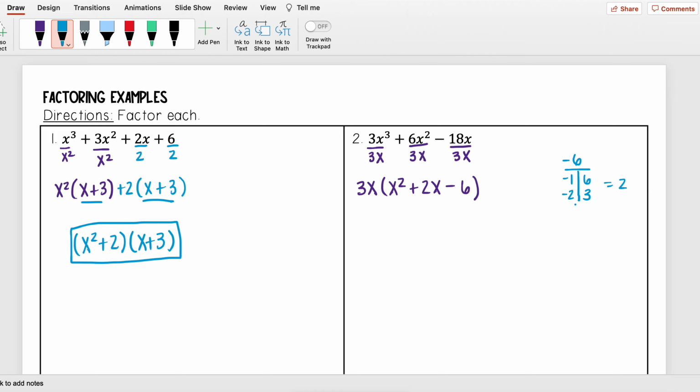But here we have something interesting happen. -1 plus 6 doesn't get me 2. And then -2 plus 3 also doesn't get me 2. So this one actually can't be factored any further. And so my answer here is just going to be this. And that's because I can't factor this trinomial any further.